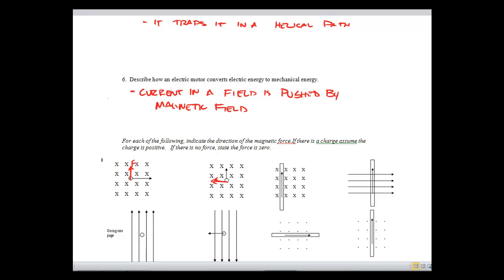You point your finger in the direction of the current, middle finger into the page, and your thumb points to the left again. There we go. This next one, point your finger up. You have to rotate your hand a little bit. Point your middle finger to the right, and you'll see that the force is into the page.